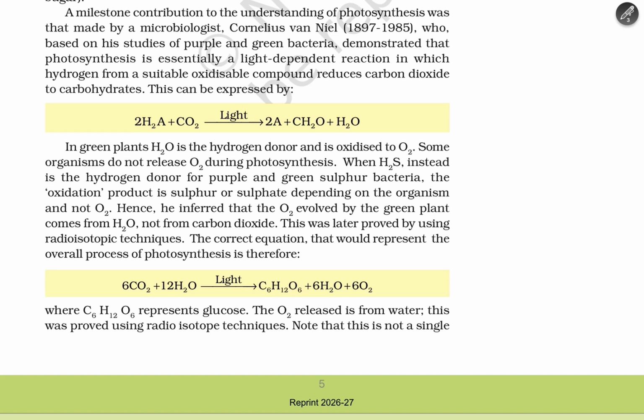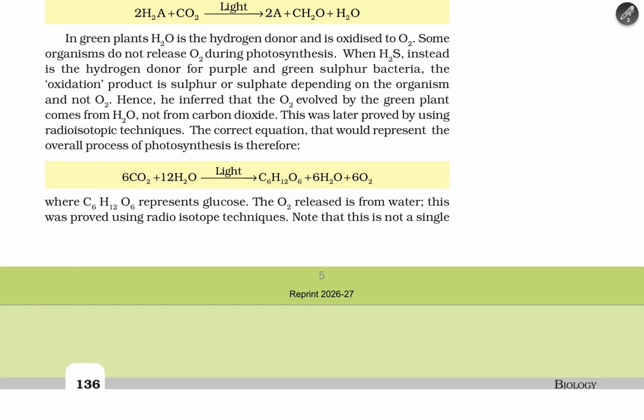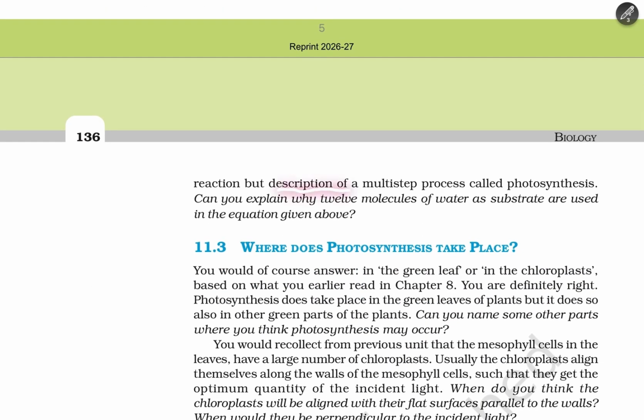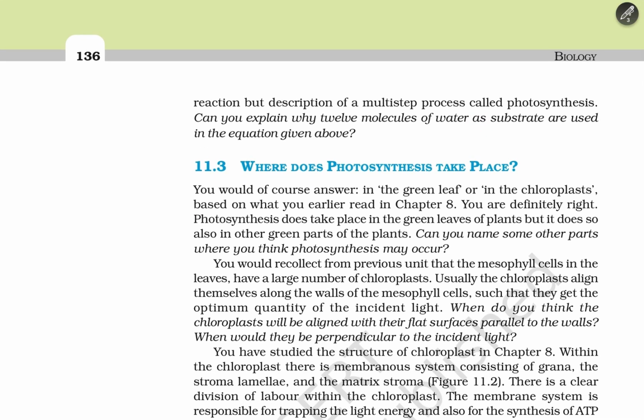The current equation that represents the overall process of photosynthesis is therefore 6CO2 + 12H2O → C6H12O6 + 6H2O + 6O2, where C6H12O6 represents glucose and the O2 is released from the water, which was proved using the radioisotope technique. Note that this is not a single reaction but a description of a multiple-step process called photosynthesis. Can you explain why 12 molecules of water are used in the equation given above?